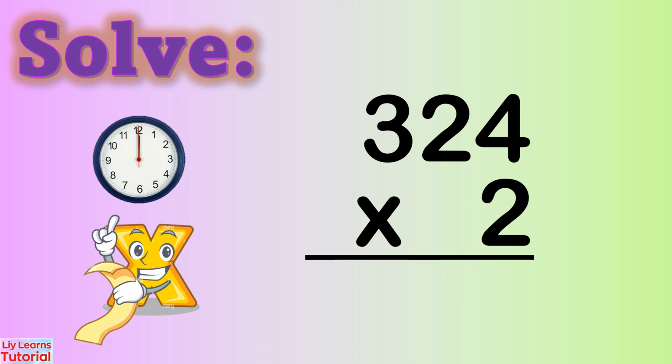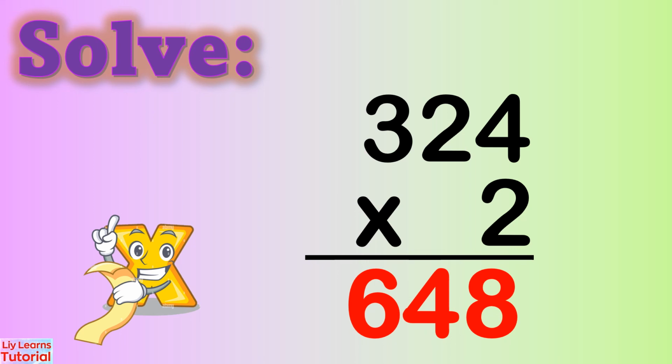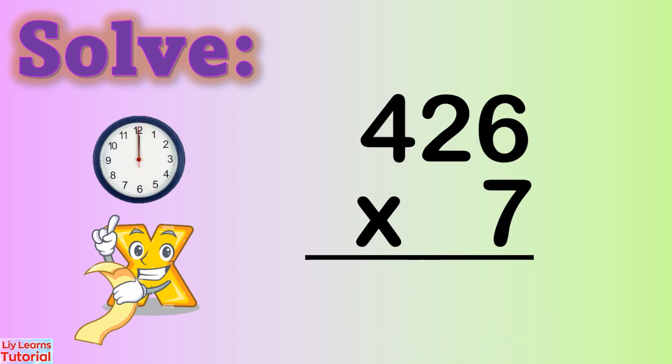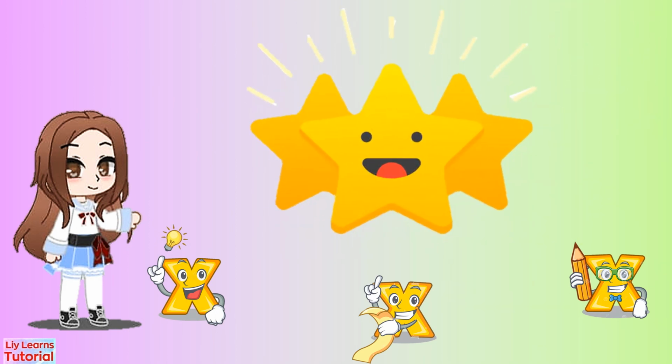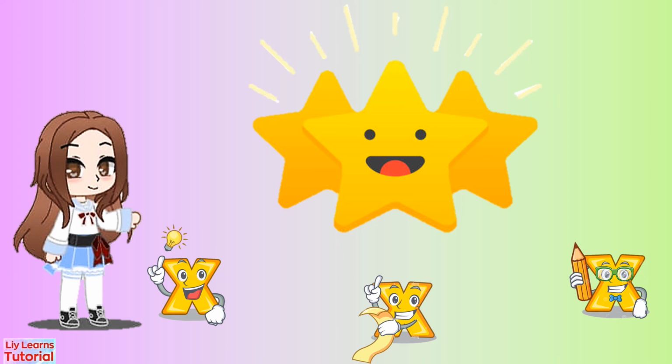324 times 2 equals 648. 426 times 7 equals 2,982.